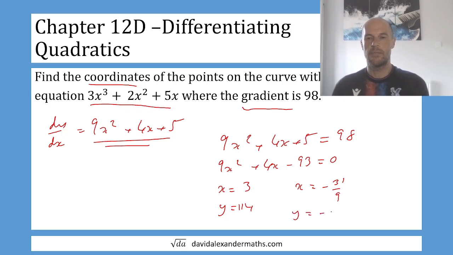Y equals minus 28210 over 243, which is a ridiculous fraction. You can tell that this question's been invented by me, not by a textbook or an exam board, where presumably you'd get far less stupid fractions.